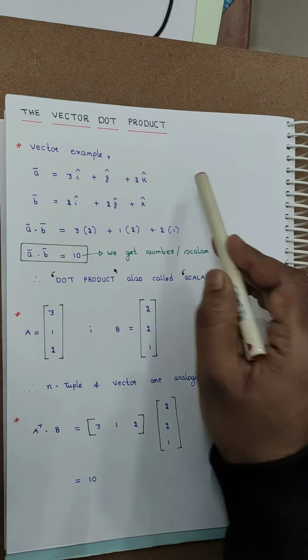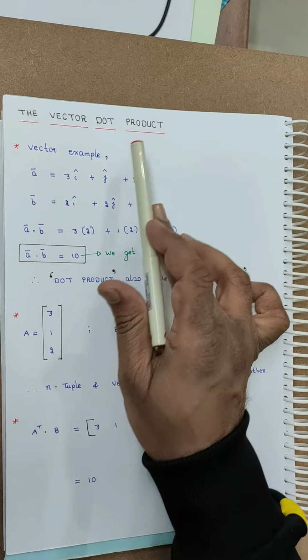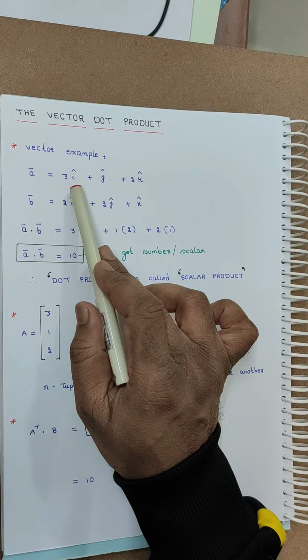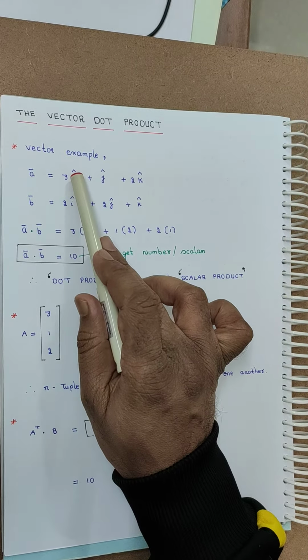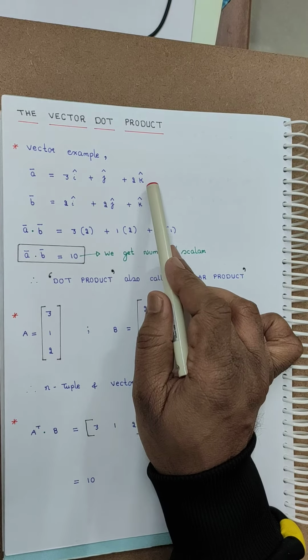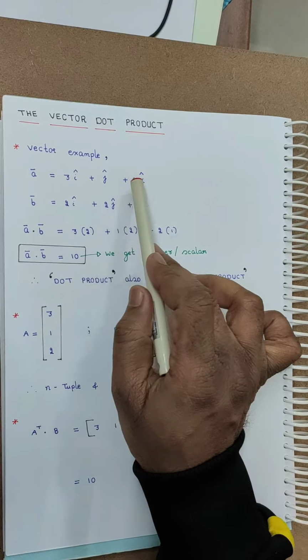This is Anil. In this video I'm going to introduce the concept of vector dot product. This is the general representation of a vector. The general representation of a vector is 3 i hat plus j hat plus 2 k hat. So this is the vector, and this is how we are going to represent it.